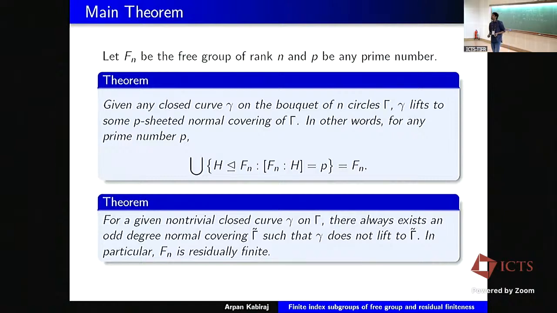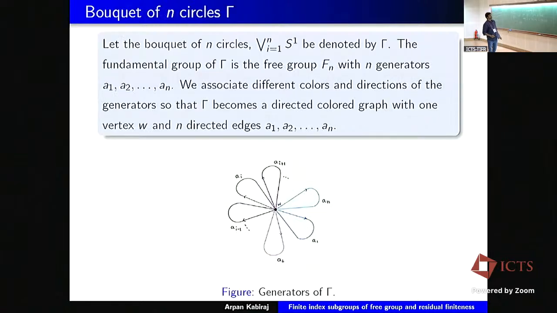That's Marshall Hall's theorem, which he was pointing out here. You have a formula which calculates how many normal subgroups there are. Okay. So, just coming back to your question.